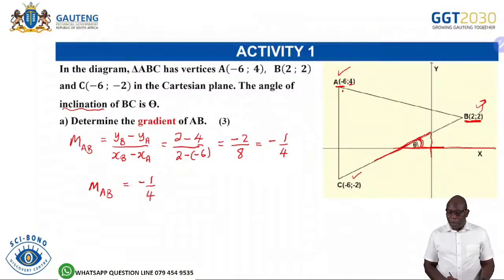Okay. All right. So that's an easy 3 marks. This type of question you really need to get. You have the coordinates of A, the coordinates of B. Use those coordinates to get the gradient.